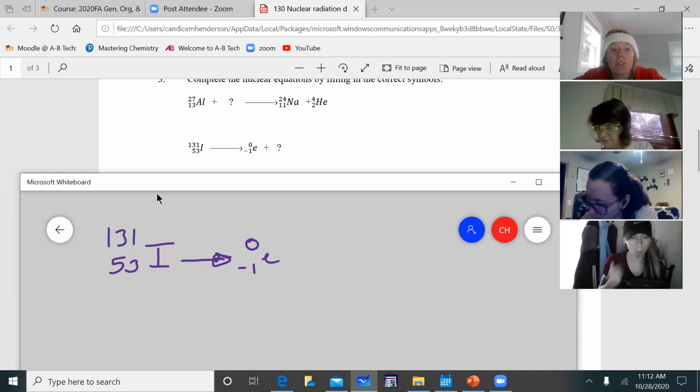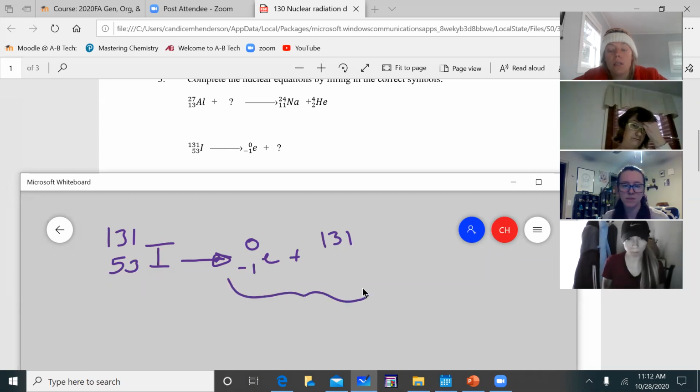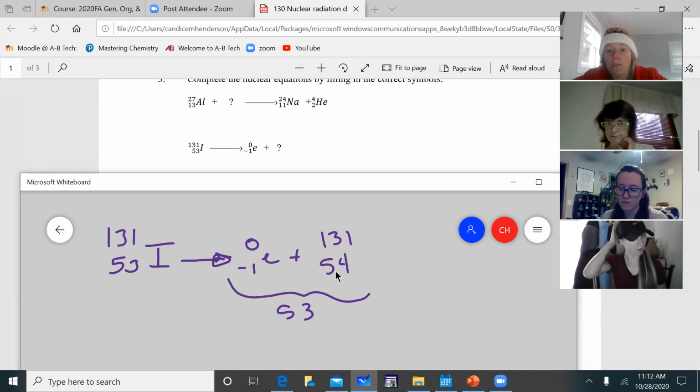Again, our top numbers need to equal each other. This only has 131, so the total over here needs to be 131. 0 of it is occupied by the mass of the electron, so a whole 131 can be in this position here. Now I've got to work on the bottom. 53 here, so the total needs to be 53. This is a -1, so this needs to be 54. 54 plus a -1 is 53. So what's happened here is one of the neutrons has converted to a proton.